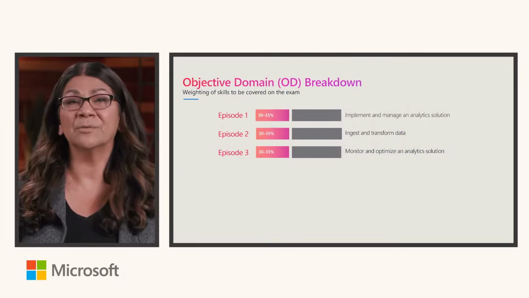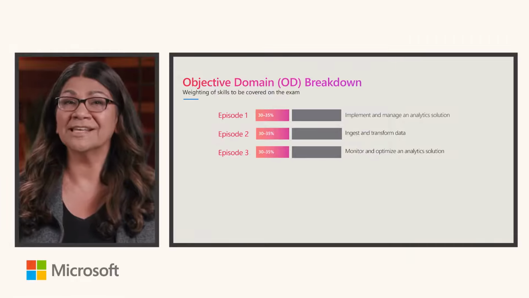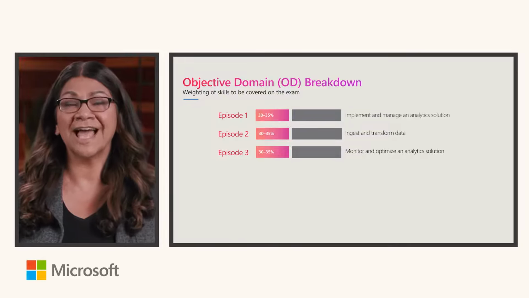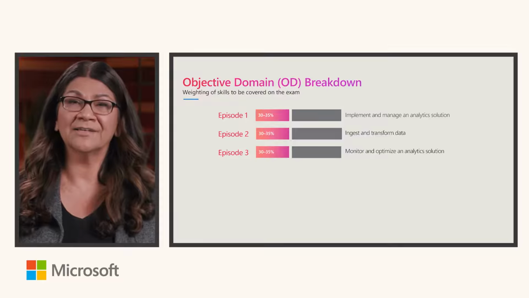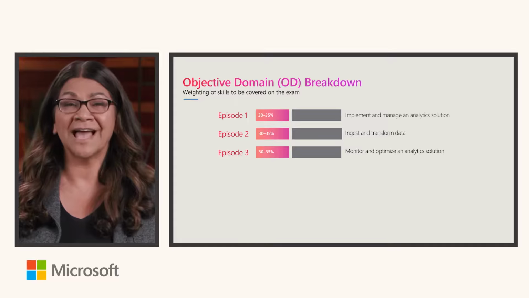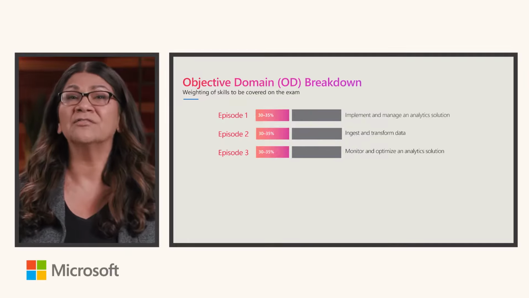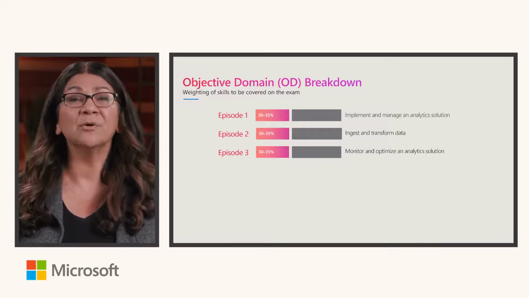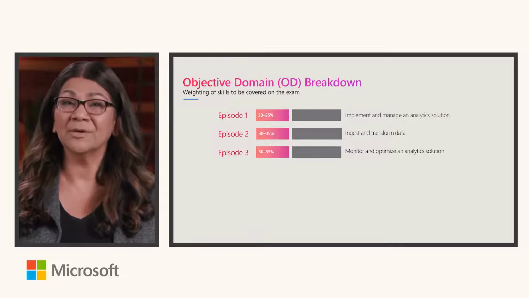In this series, each episode will cover one of the three groups in the objective domain. For DP-700, these groups are Episode 1, Implement and Manage an Analytics Solution. Episode 2, Ingest and Transform Data. And lastly, Episode 3, Monitor and Optimize an Analytics Solution. Each group has a specific weight, indicating the percentage of questions that will come from each area. Currently, each episode has an equal weightage of 30 to 35% in this exam, so you will need to be familiar with all of them.